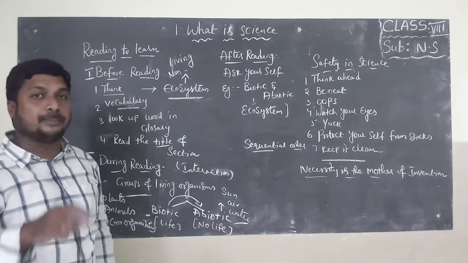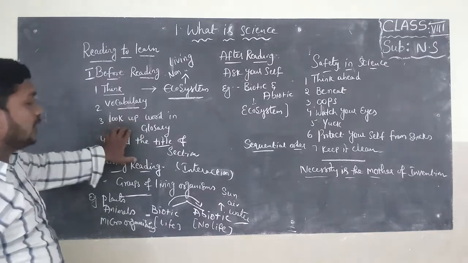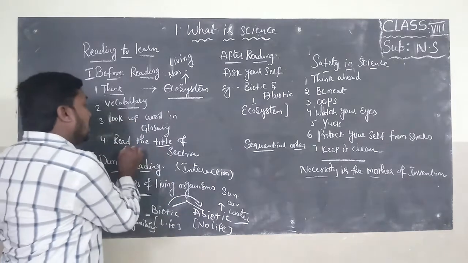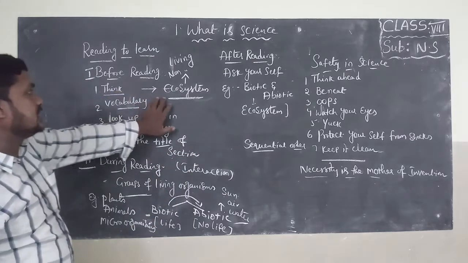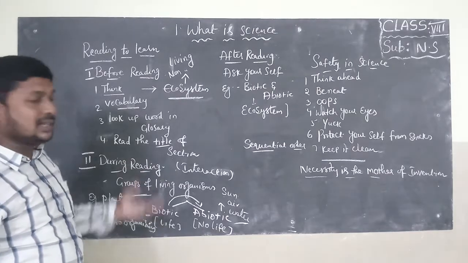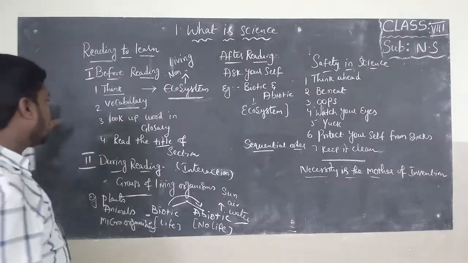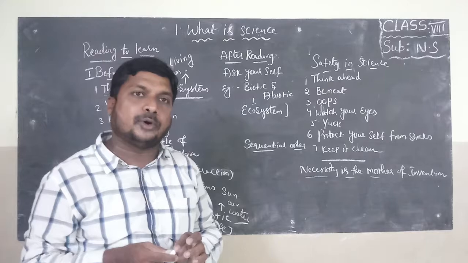Glossary means after completion of the lesson, they give one page for you. In that you can find the glossary. In that you have to observe the words. After that, you have to read the title of the section. Here, the title of the section is ecosystem. Like that, you have to take any title. Here, I gave one title for you, that is ecosystem. So during reading, you have to read carefully about ecosystem.